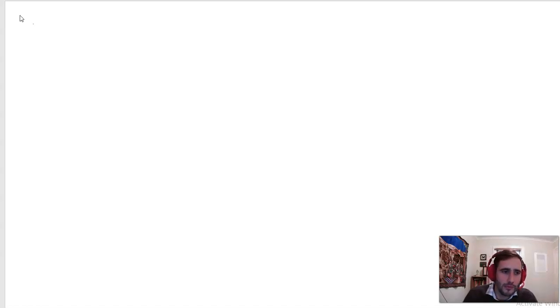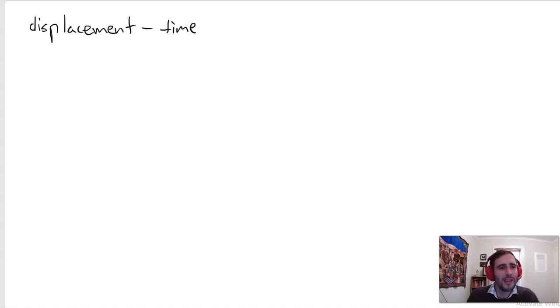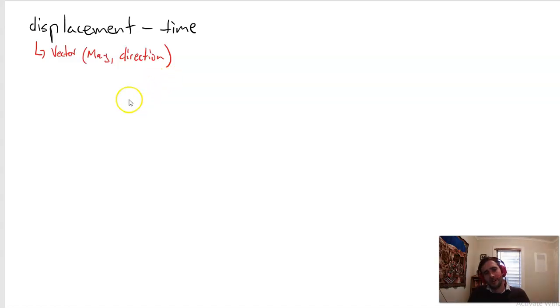So we're going to do two different types of position time graphs over the 2 weeks, but to keep things simple, we're just going to start with one that's a little bit easier, which is displacement time graphs. Now, just a reminder that displacement is a vector, which means that it has a magnitude and it has a direction.